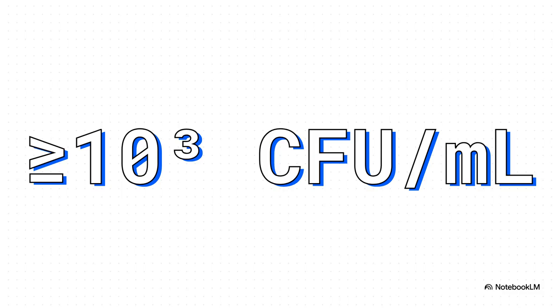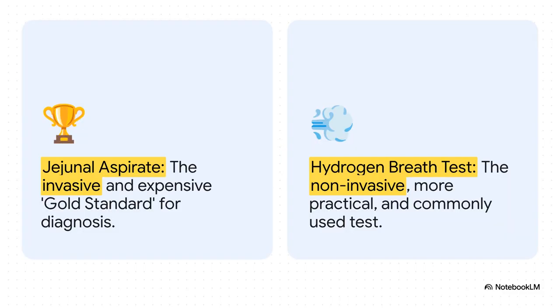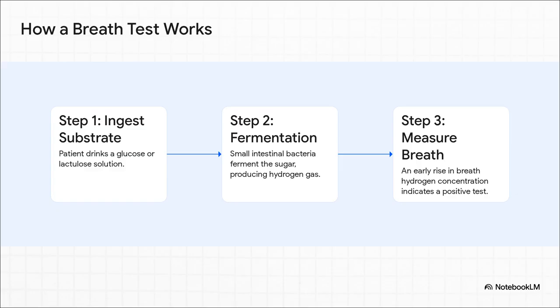It's definitive. But let's get real. The gold standard is great in theory, but it's invasive, it's expensive, and it's just not done very often. That's why in the real world, we almost always turn to the more practical workhorse, the hydrogen breath test. So how the heck does a breath test work? It's actually pretty genius.